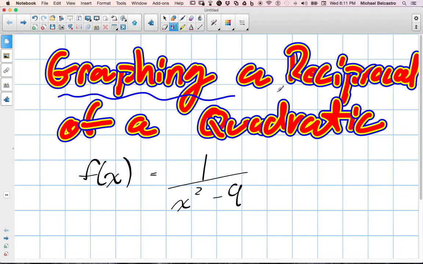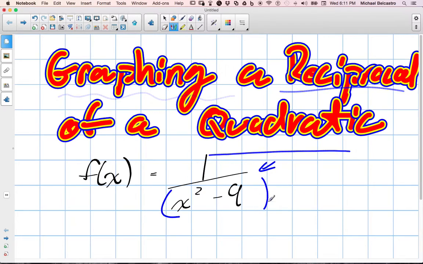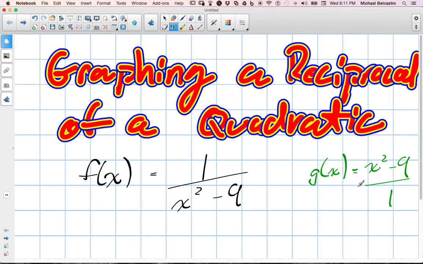We're going to work on graphing the reciprocal of a quadratic. So essentially, our quadratic function is on the bottom of this. Think of it like this: our original quadratic, we'll call it g of x, would be x squared minus 9 over 1, and the reciprocal of it is the idea of just flipping the numerator and the denominator.